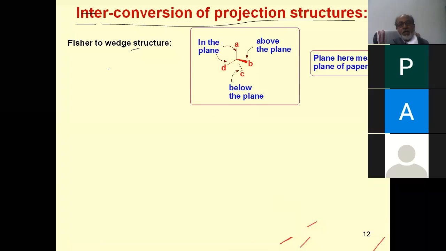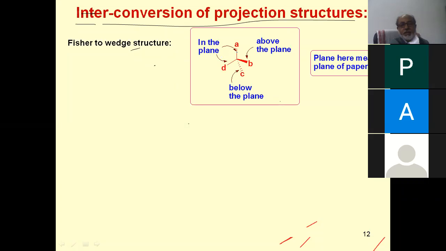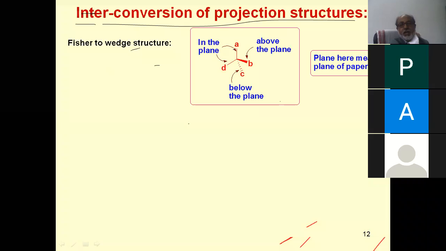Okay, let us come here. Fisher to wedge projection. From Fisher projection, how to go to wedge projection. Let us see again how we write wedge projection. This is already being told. I'm just writing here again. Wedge projection is how to present this line. Suppose a molecule is bonded to these groups A, B, C, D. A and D are written in the plane. And this bold line is above the plane, and dotted line is below the plane.